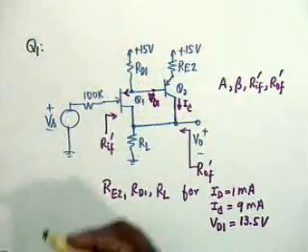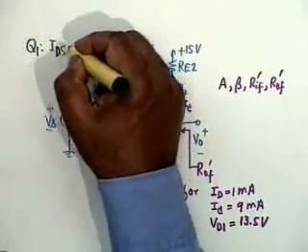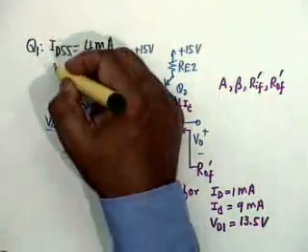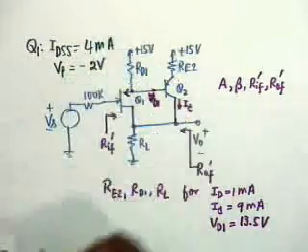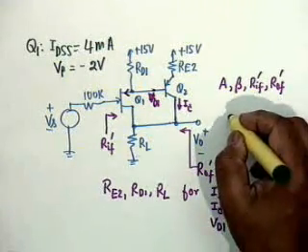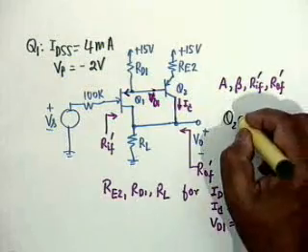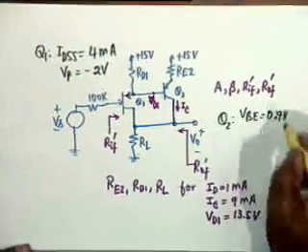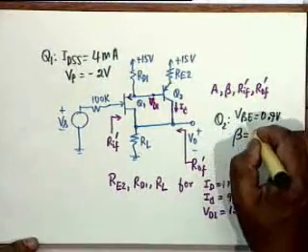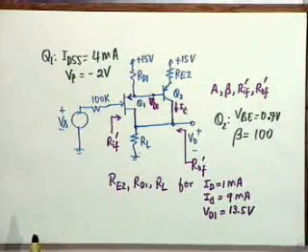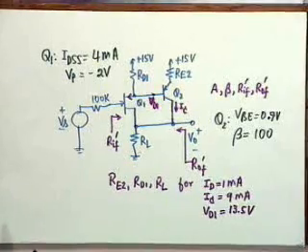For Q1, what you need is IDSS, this is given as 4 milliampere, and VP, this also you need, it is given as minus 2 volts, alright. And for Q2, the given data is VBE, that is 0.7 volt. If it was not given, we would have assumed it, but what we need most is the beta. Beta is 100. Okay, the problem specification clear?